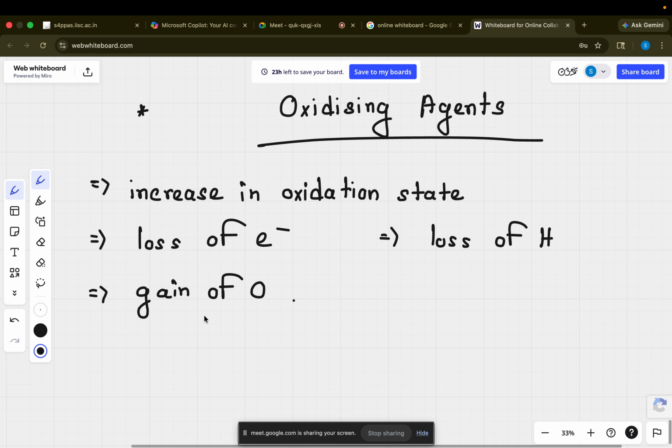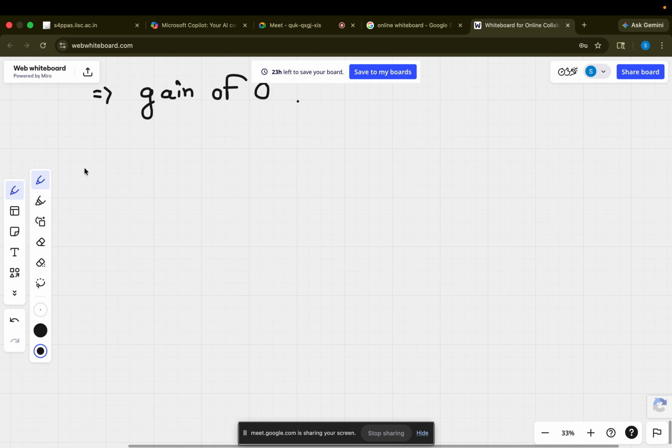Done, right? So the first oxidizing agent that comes is MCPBA. What is MCPBA? Metachloroperbenzoic acid. What is the structure of MCPBA? This is a very important reagent.